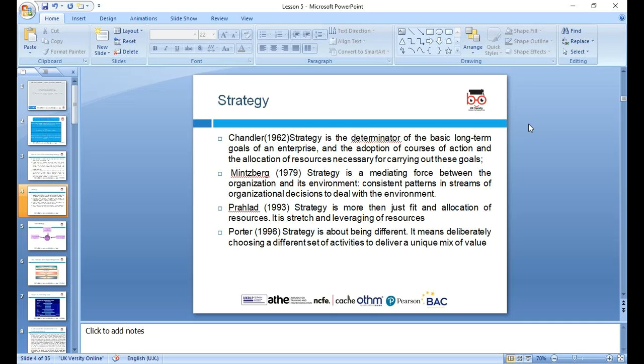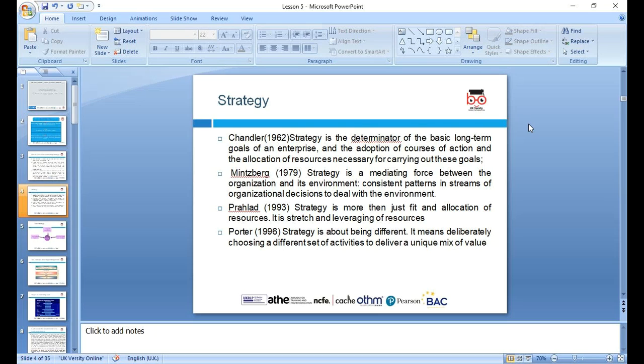There are a number of authors who define what is meant by strategy. Strategy is the determination of the basic long-term goals. So what are your basic long-term goals? Strategy will help you. This is the course of action and allocation of resources necessary to carry out these goals. According to the great scholar Mintzberg, strategy is a mediating force between the organization and its environment. So organization, strategy and environment, and your marketing strategies reflect the environment.